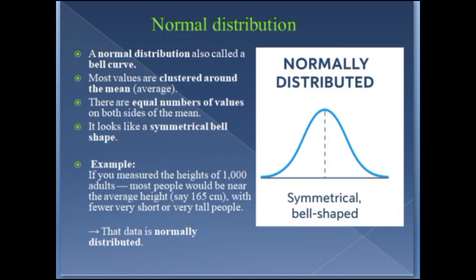Normal distribution. The concept of normal distribution is given by Gauss. A normal distribution, also called a bell curve, has most values clustered around the mean average. There are equal numbers of values on both sides of the mean. It looks like a symmetrical bell shape, as we see in the diagram. For example, if you measure the height of 1000 adults, most people would be near the average height, say 165 centimeters, with fewer very short or very tall people. So we can say that data is normally distributed.